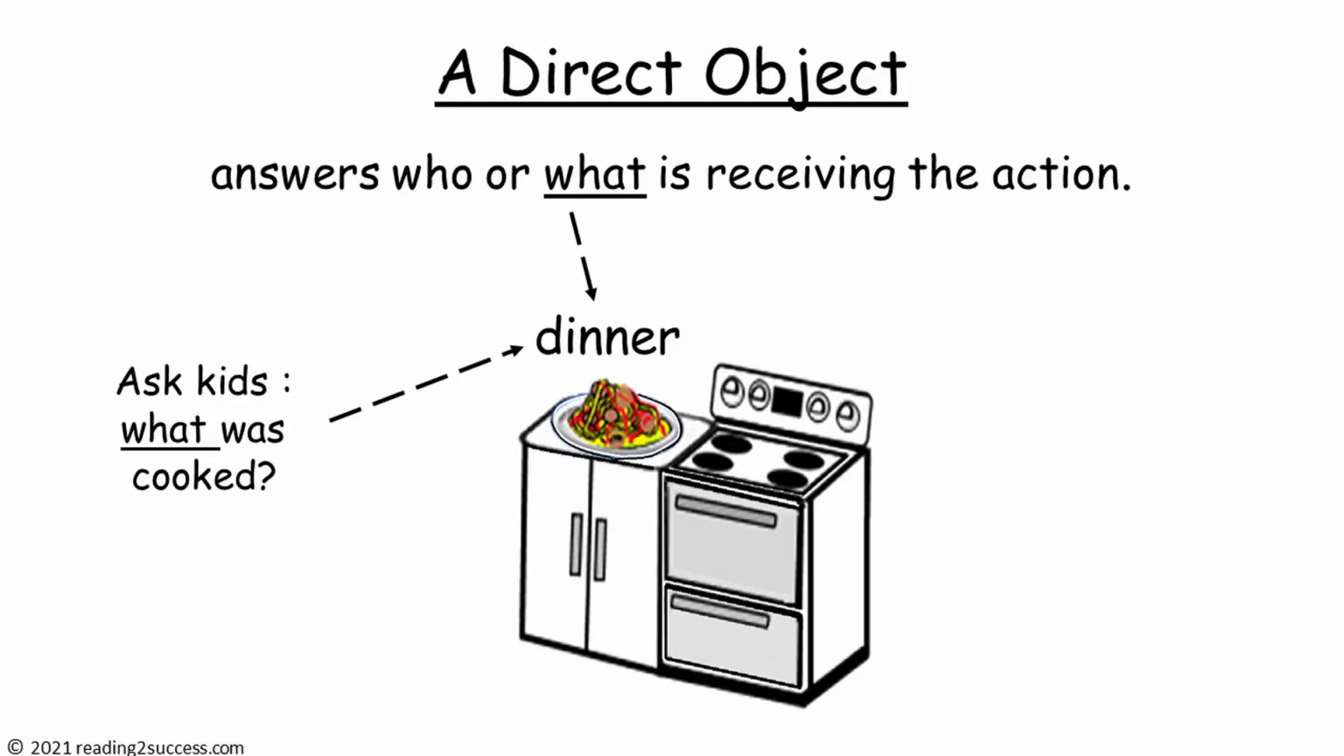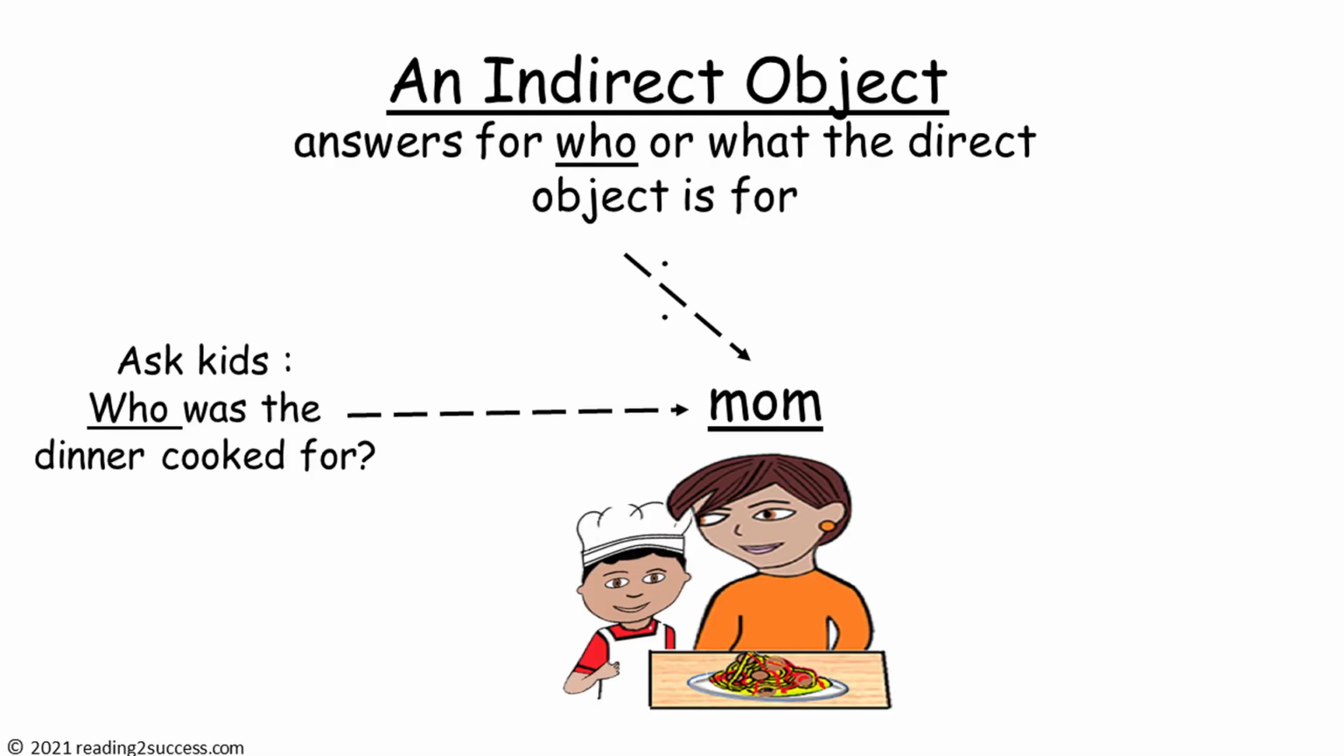Explain to kids a direct object answers who or what is receiving the action. So ask kids, what was cooked? The answer is dinner. And then explain that an indirect object answers for who or what the direct object is for. So ask kids, who was the dinner cooked for? And the answer is Mom.